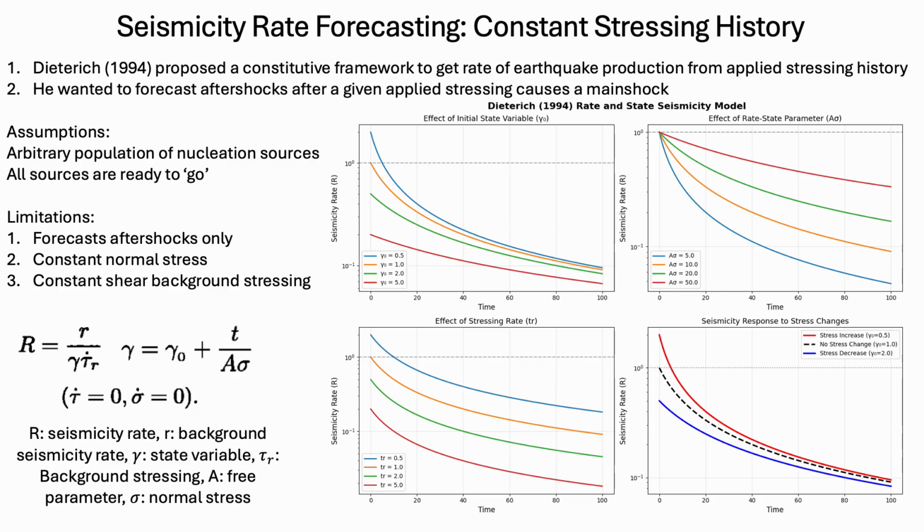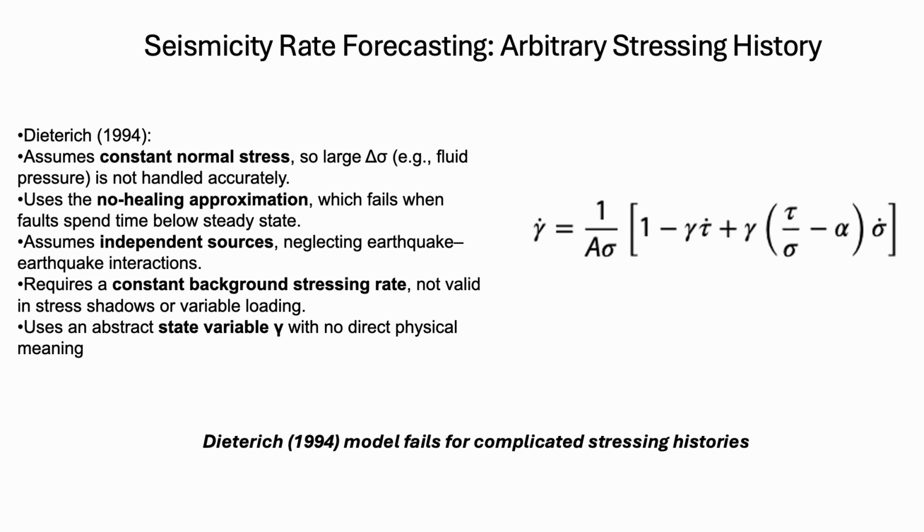It just assumes that at a particular stress, your earthquake source would follow this type of characteristic Omori decay. That's what it does. So this model is not enough to understand earthquakes in the context of induced seismicity, which is the main focus of my PhD research. So we have to understand the limitations of the Dietrich 94 model. It assumes a constant normal stress, so a large delta sigma is not handled very accurately.